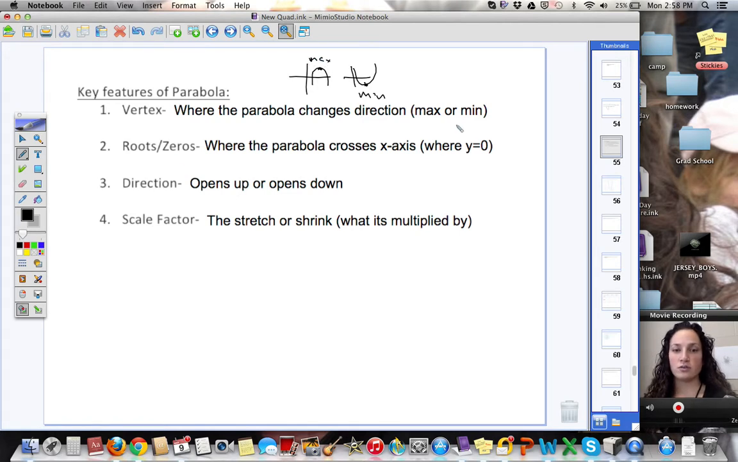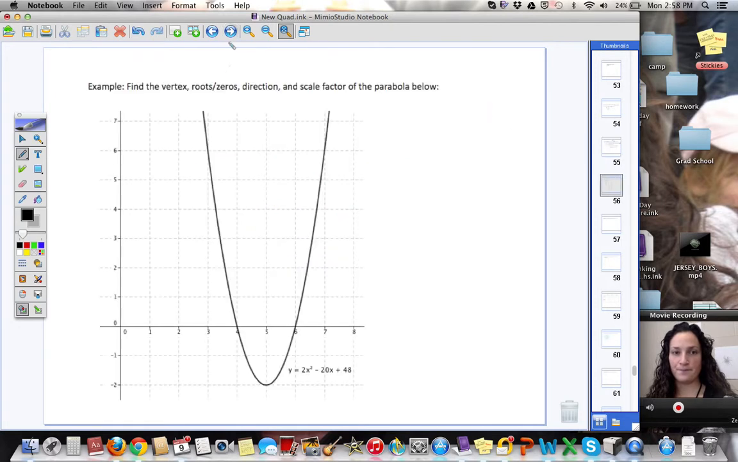The roots are where it crosses zero, so if I have a parabola like this, those are my roots where it crosses. The direction is whether it opens up or down. This one's opening down, this one's opening up. And the scale factor is that shrink, that would be like that a, so like x plus 4 squared minus 2. If we put a 1/3 here, that would be a shrink. So those are the things that we just looked at.